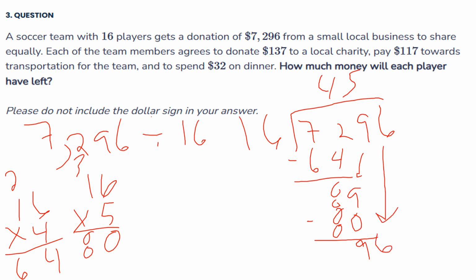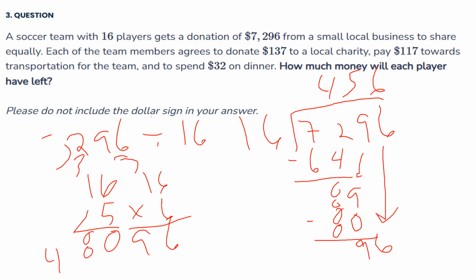16 goes into 96. We know that 16 times 5 is 80. Let's just add another one. So let's try 16 times 6, which I'm thinking is going to work out fine. 6 times 6, 36. Carry the 3. 6 times 1 is 6, plus the 3 that we just carried is 9. So based off of that information, each player gets a total of $456.